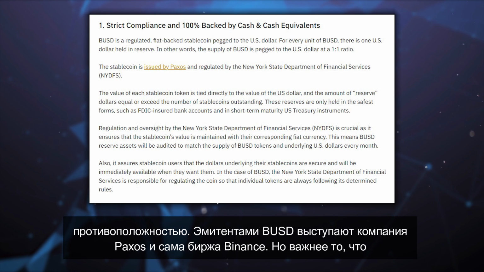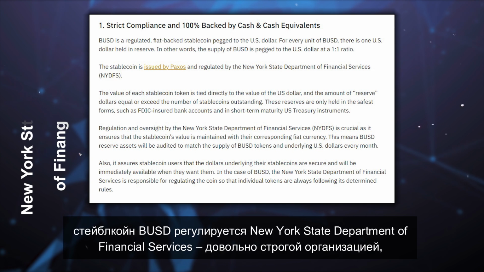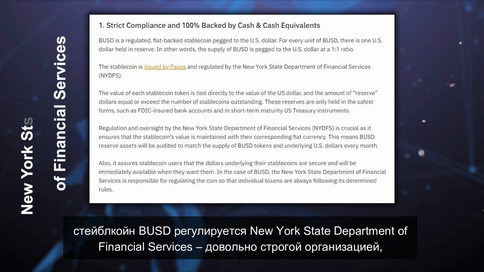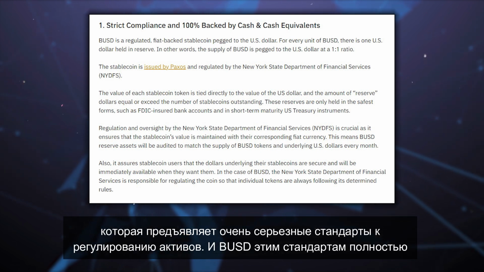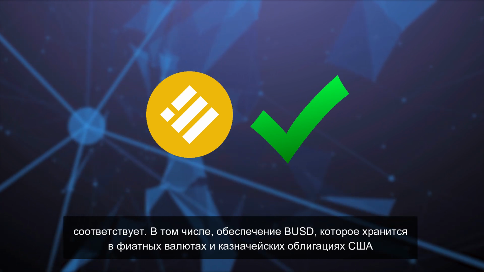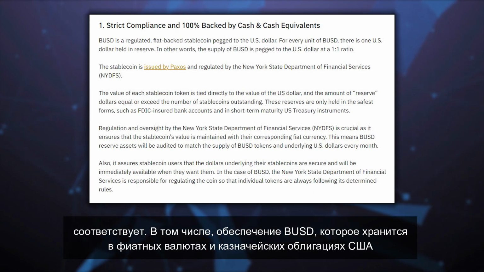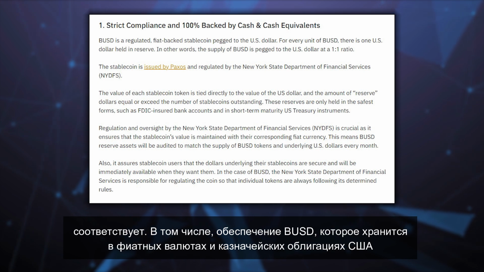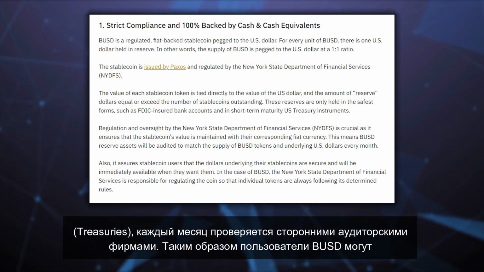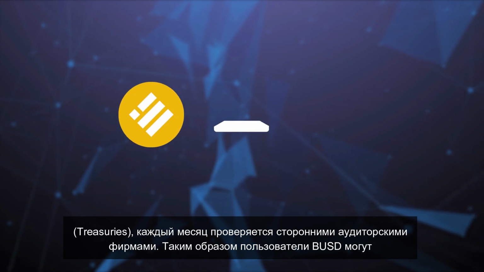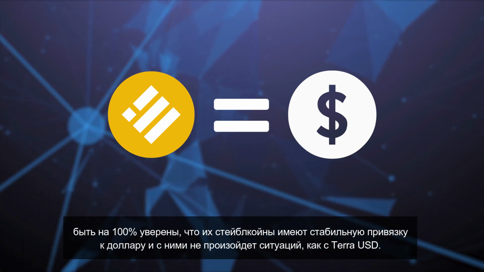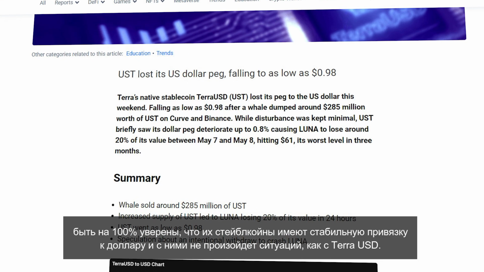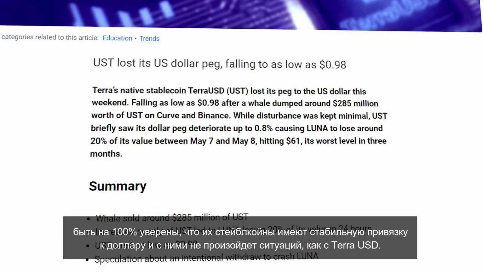What's more important, the BUSD stablecoin is regulated by the New York State Department of Financial Services, a fairly strict organization that sets very serious standards for asset regulation, and BUSD fully complies with these standards. In particular, third-party audit firms check the BUSD collateral, which is stored in fiat currencies and US treasuries, every month. Thus, BUSD users can be 100% sure that their stablecoins have a stable connection with the dollar, and there won't be any situations like the one that happened with Terra USD.